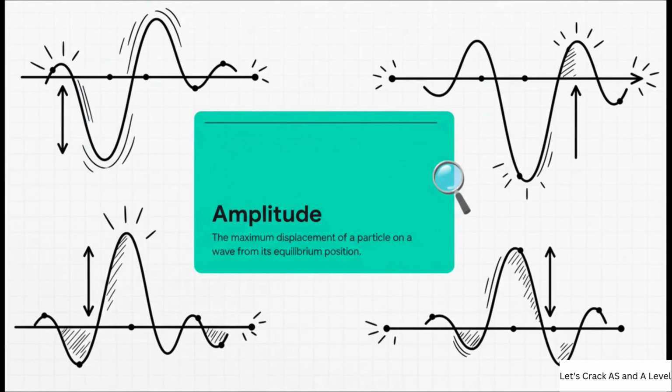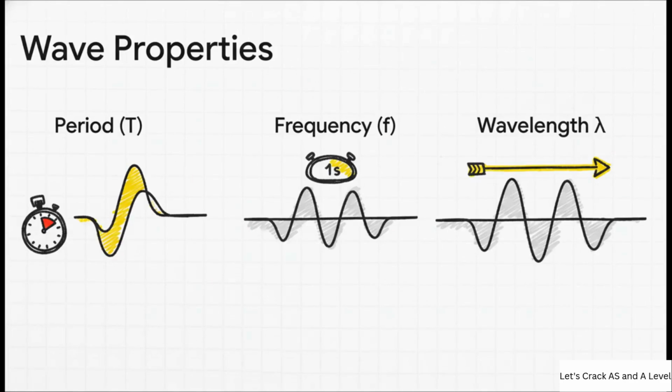Next up is amplitude. This one's pretty simple. It's just the maximum displacement. So think of it as the peak height of the wave, or how deep the trough goes, all measured from that central equilibrium line. Now for the big three that really describe how a wave moves through space and time.